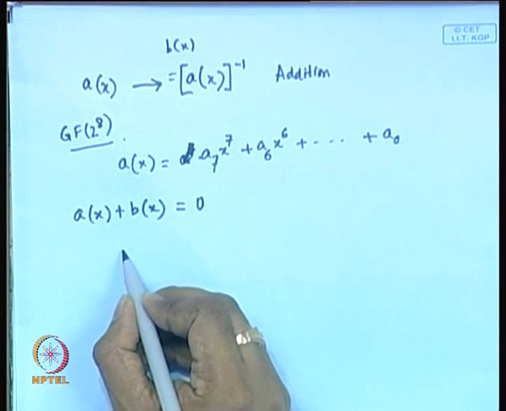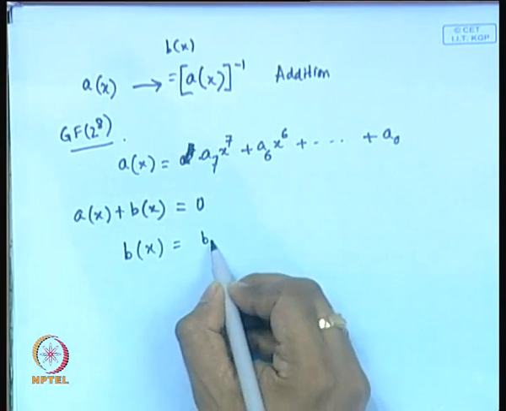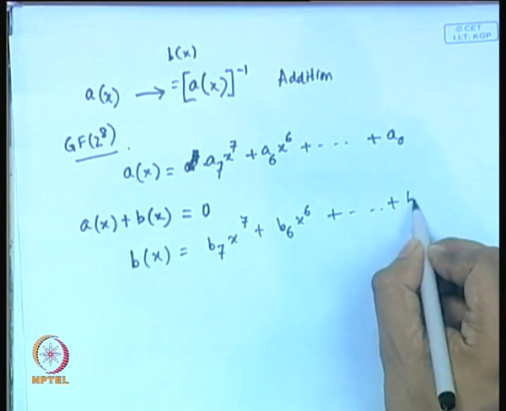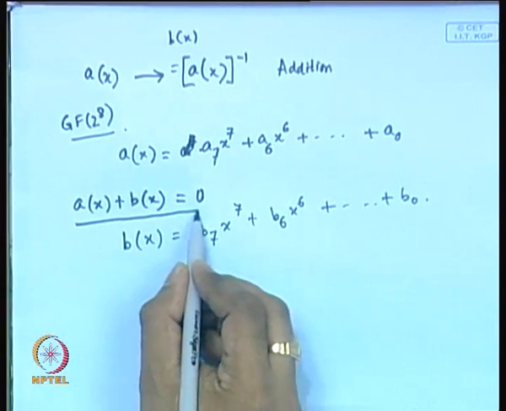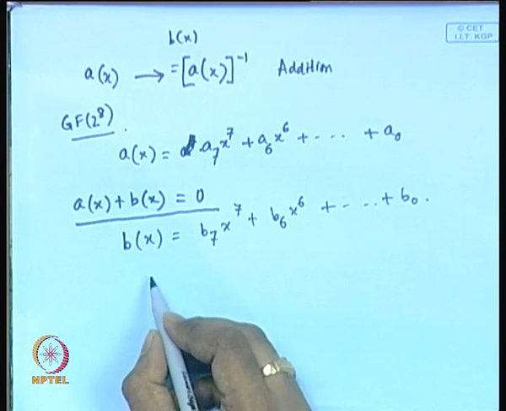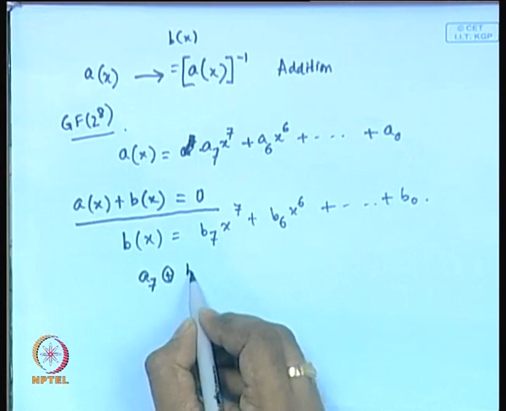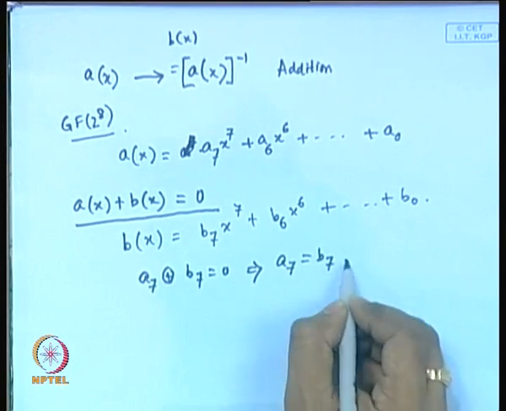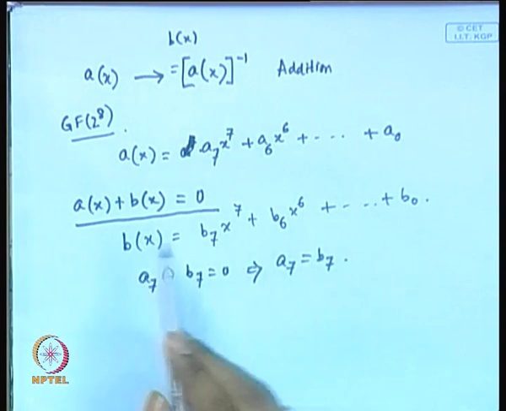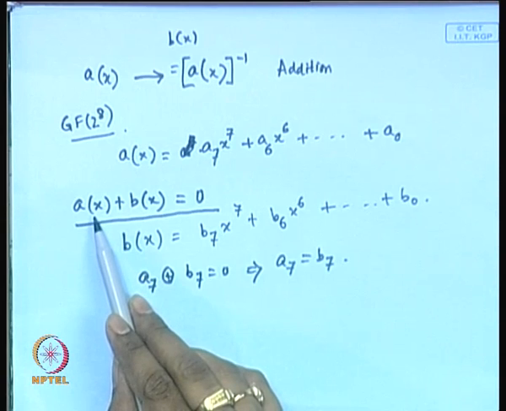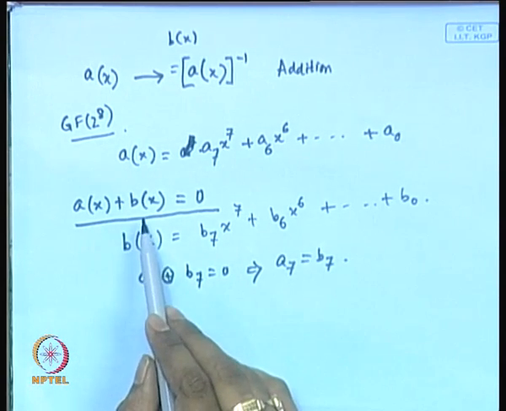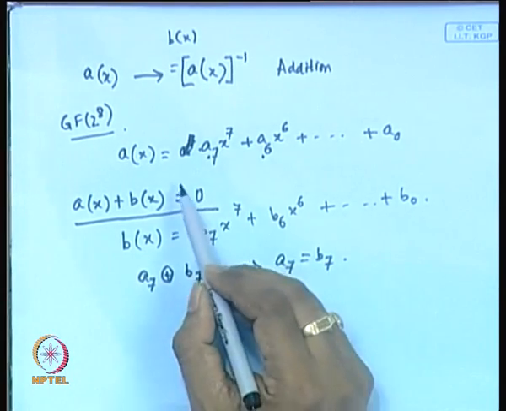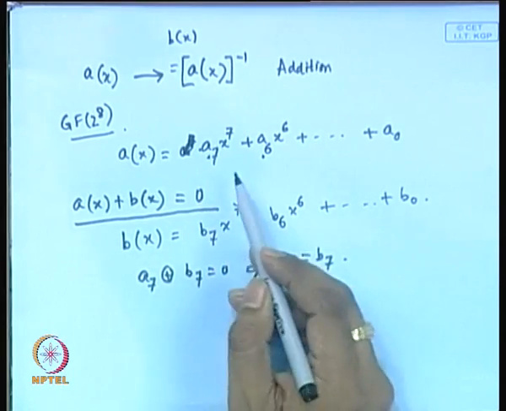When I am forming b(x), I can also denote it as b7 x^7 plus b6 x^6 plus so on till b0. If I would like to satisfy the equation a(x) plus b(x) equals 0, then automatically I have the identity that a7 XORed with b7 is equal to 0. This implies that a7 and b7 are essentially the same. So when I am trying to form the additive inverse of a(x), I replace each coefficient of the original polynomial a(x) by its additive inverse in the field GF(2).